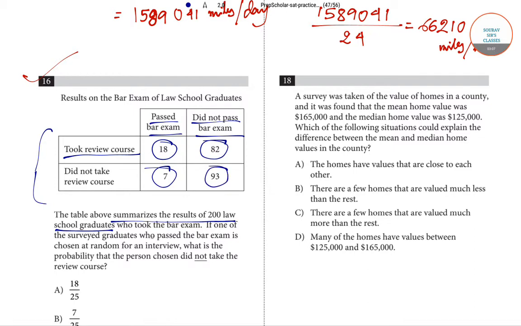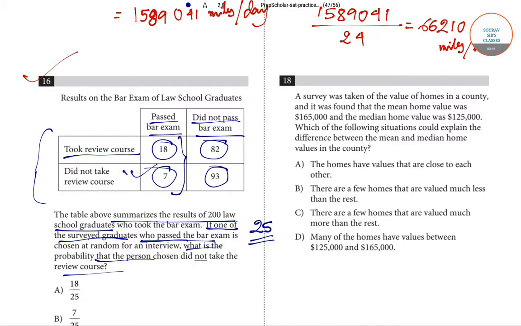So you have to find, if one of the surveyed graduates who have passed the bar exam, so the survey is conducted among the students who have passed the bar exam. So survey is conducted among these students only, 18 and 7. So the total number of students surveyed is 25. So total number of students in our population is 25 and we are taking one random sample from the population of 25 students who have passed the bar exam. So you have to find what is the probability that the person chosen didn't take the review course.